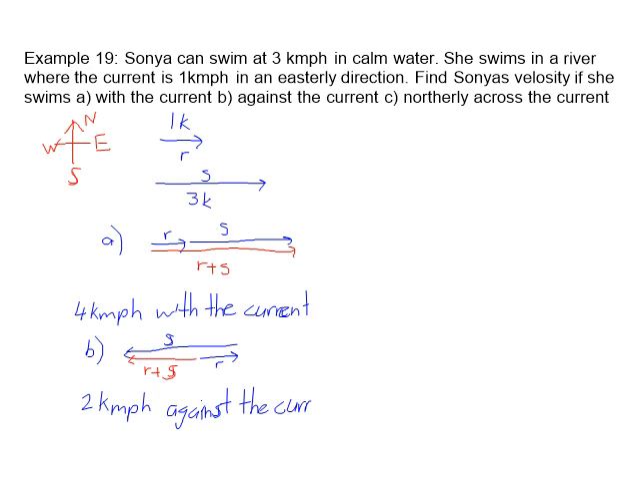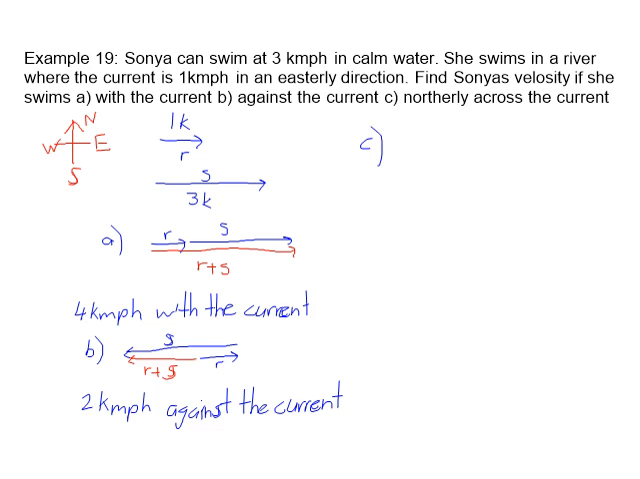Now, as you can see for both of the answers we've done for A and B, we've given a magnitude and a direction for the vector R plus S. With the current is in an easterly direction, and 2 kilometers per hour against the current, well, that's obviously in a westerly direction. But we're still giving the magnitude and the direction. Now, this is the next one, C. It's northerly across the current.